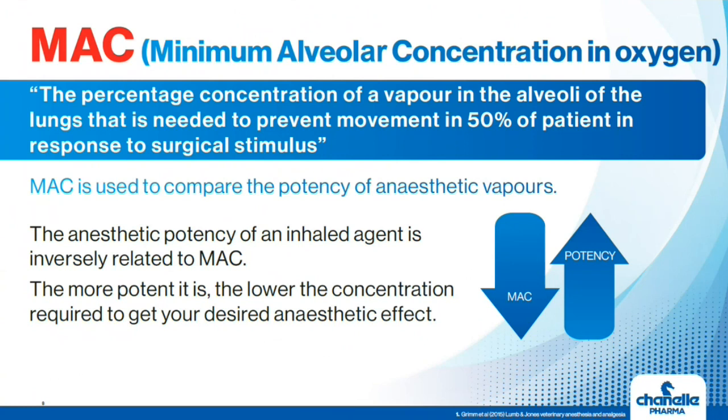MAC is used to compare the potency of anaesthetic vapors. If an agent is reported to have a lower MAC, it's therefore more potent, because less of the agent is required in the alveoli of the lungs to have the desired anaesthetic effect. Conversely, if the MAC is higher for an agent, the agent is considered to be less potent.